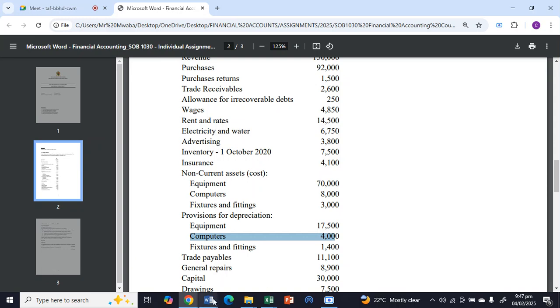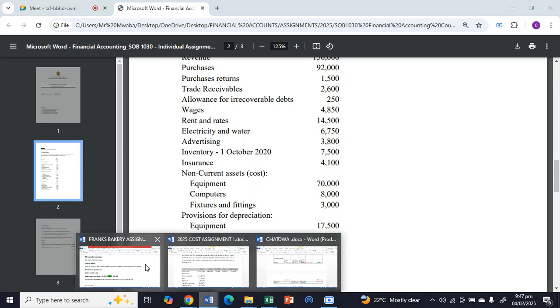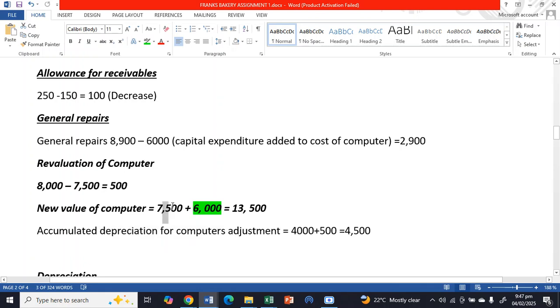So the new value of the computer is 7,500. Then you add that 6,000. So the total value is 13,500.